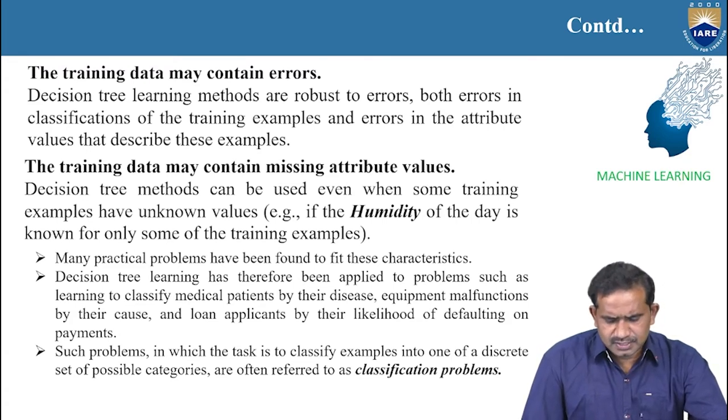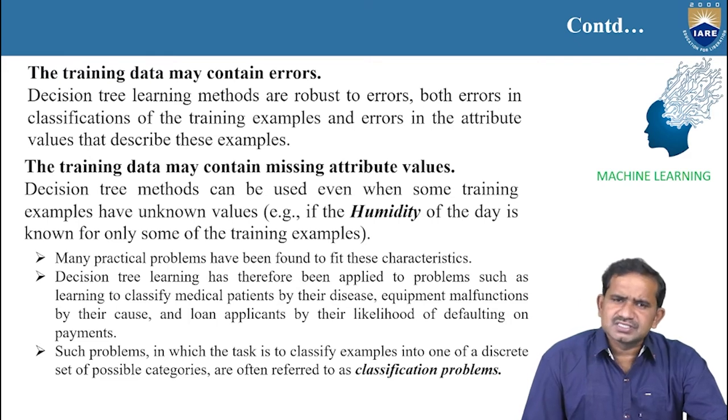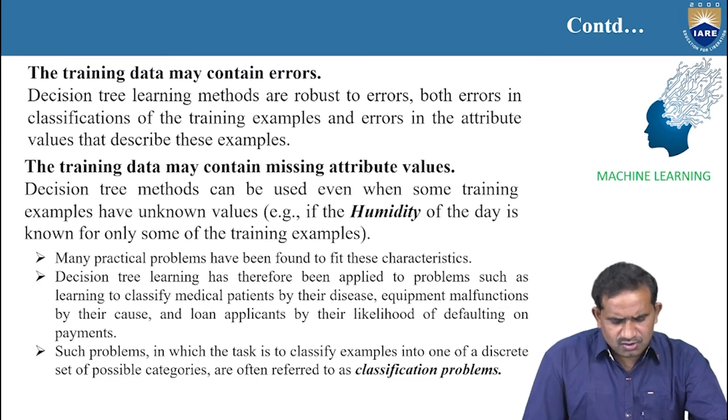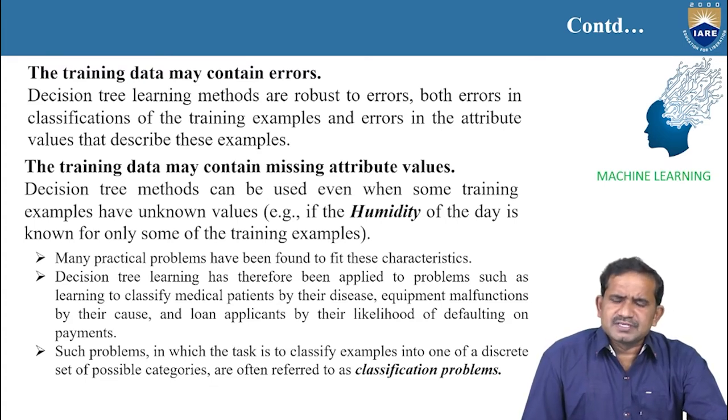Next, equipment malfunctions by their cause. We can find out malfunctions in the equipment based on some reasons or causes. Next, loan applicants by their likelihood of defaulting on payments. Based on the borrower's payments or track record, we try to get the output. Based on that, we classify defaulters as well as regular borrowers.